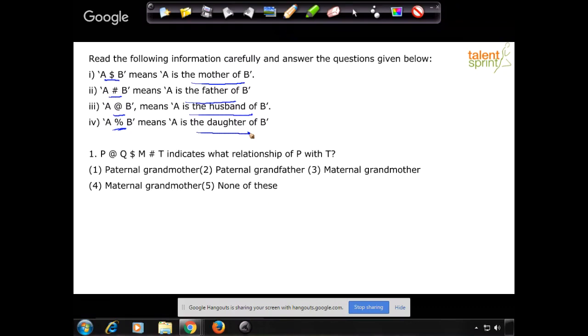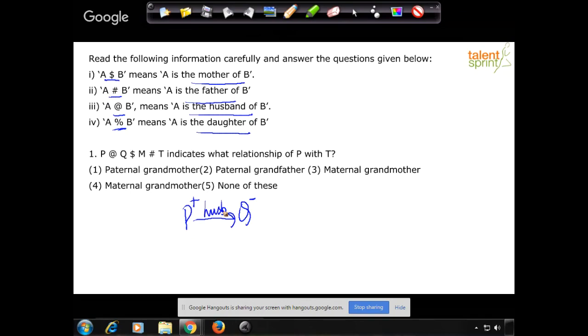They tell us P@Q, boys and girls, which means that P is actually the husband of Q. We know that @ means husband. That means that P is the husband of Q. So if P is the husband, P is going to be male. P is the husband of Q, which means that Q is female. Let's write the relationship here.